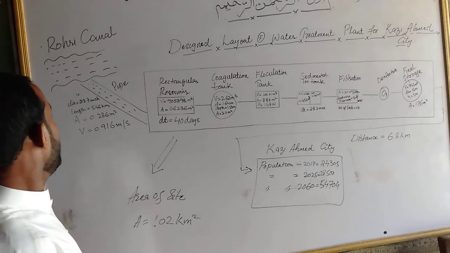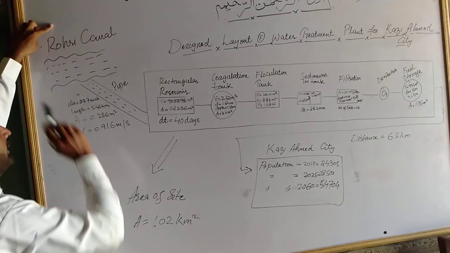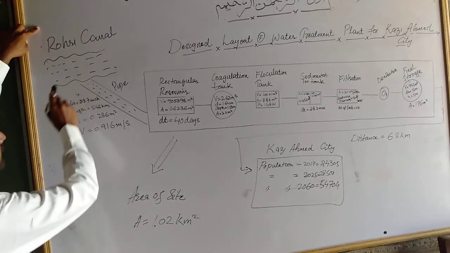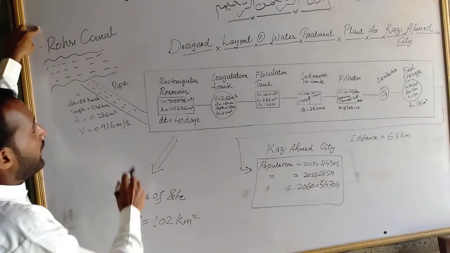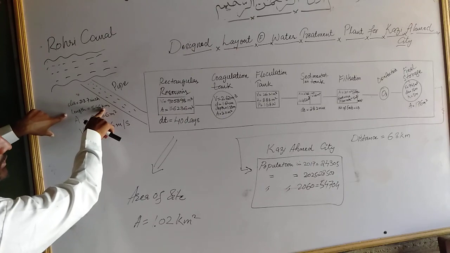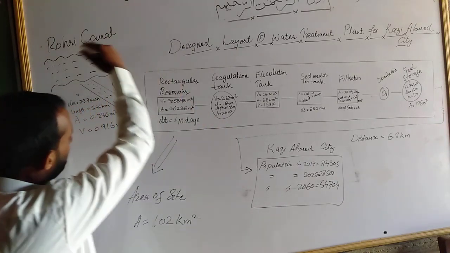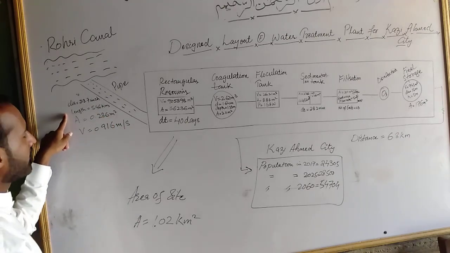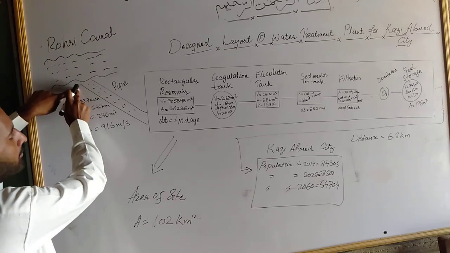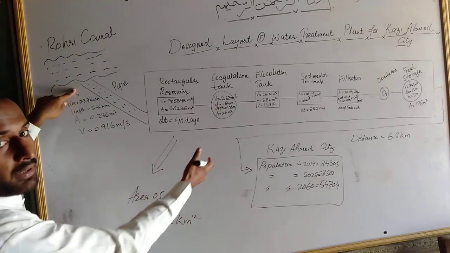This is the resource from which we are going to take the water, which is surface water, the Rohri canal, which is at a distance of 5.46 kilometers from the plant. So initially we are going to install a pipe which is going to transfer the fluid from the Rohri canal to our plant site.